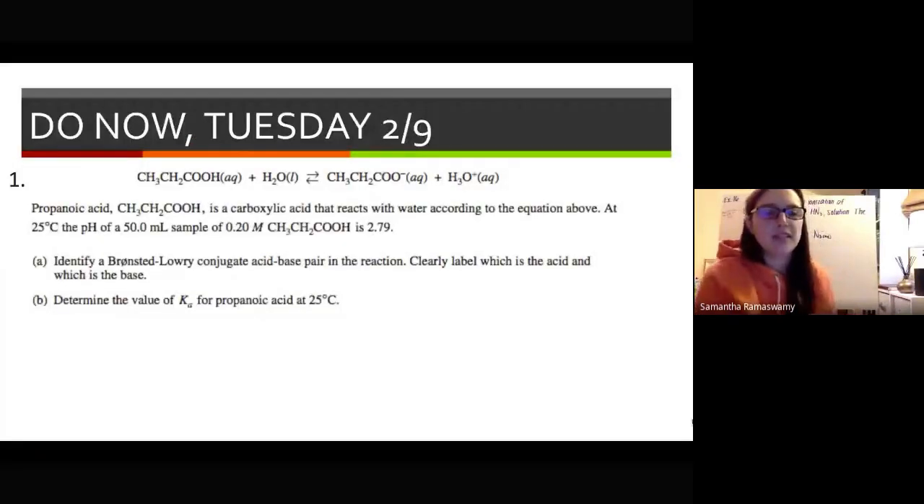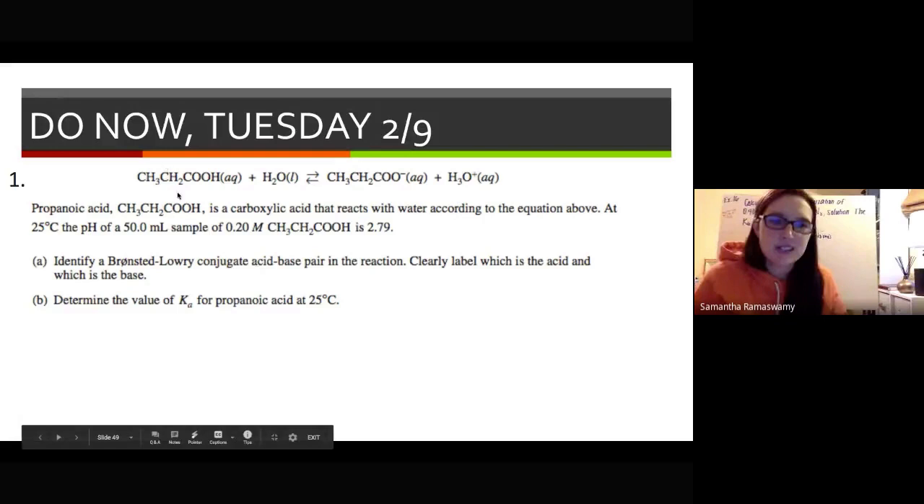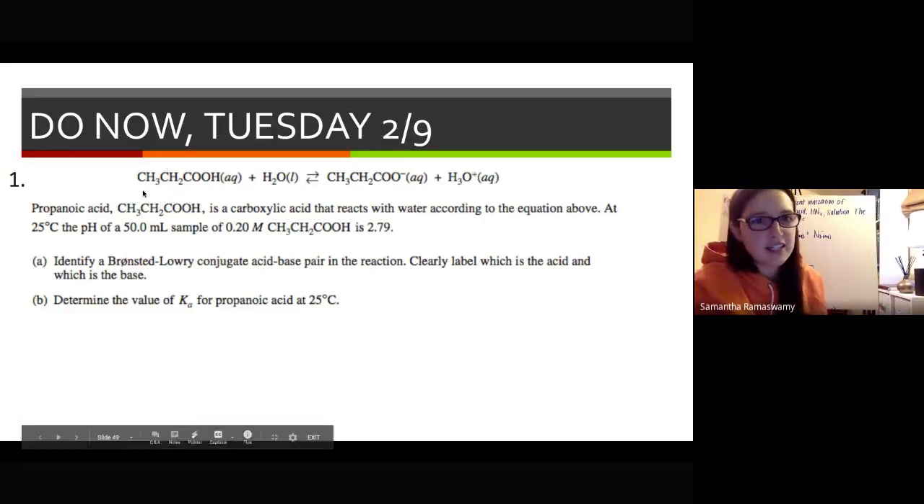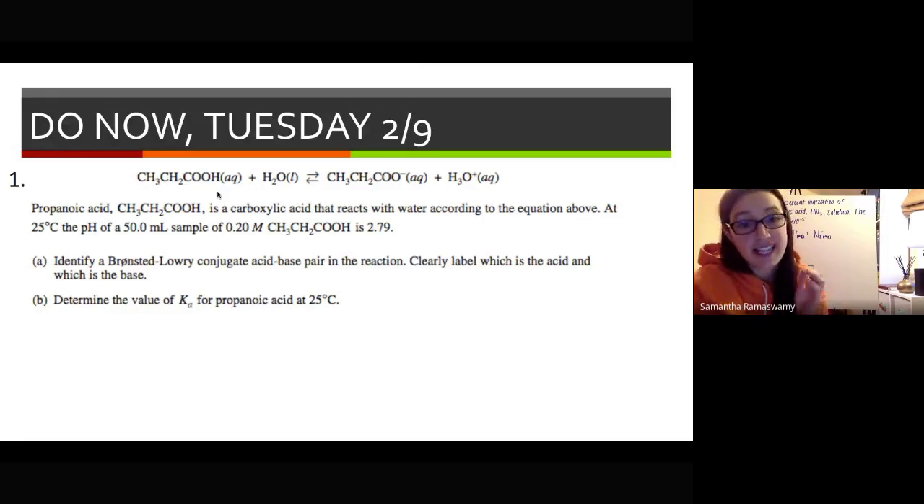Okay, so if we take a look at number one, again, it tells us that this is propanoic acid. So it's telling us in the prompt that CH3CH2COOH is an acid. So that should help us identify what's the acid and what's the base on the left side. But even if it didn't tell us, just take a look at what has to happen to get from the left side of the equation to the right side of the equation.